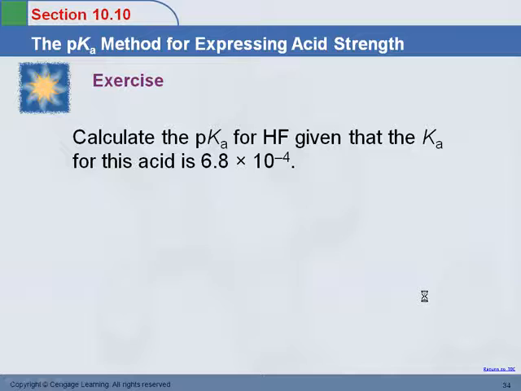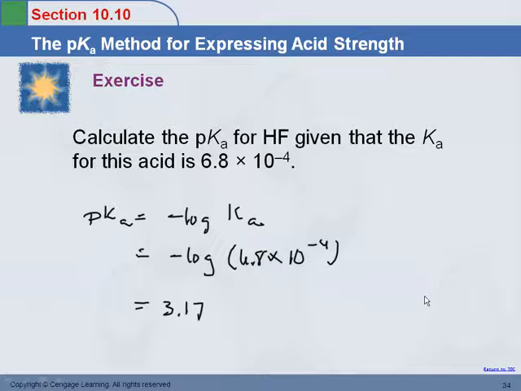Whoops, let's go back there. I had one more thing I wanted to say. So as your Ka gets larger, let me just check this before I say this. So if we had a Ka of, let's say, 6.8 times 10 to the negative 6, I'd have negative log 6.8 times 10 to the negative 6th. Okay, so as my Ka gets smaller, my pKa will get larger. So large Kas give me small pKas, and small Kas give me large pKas.